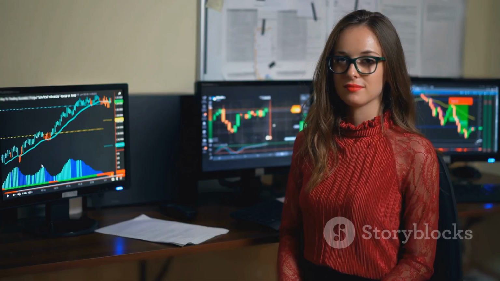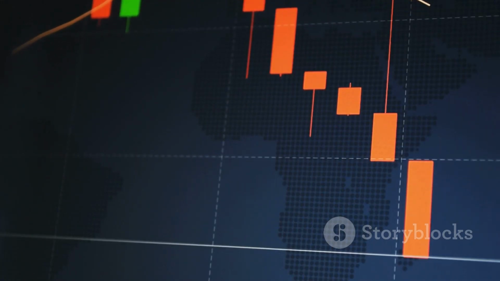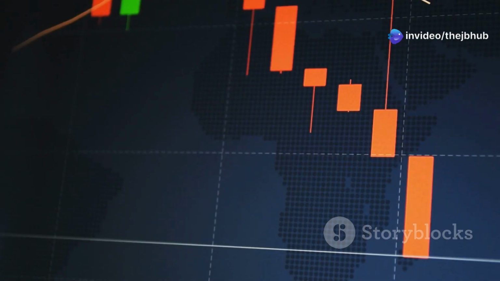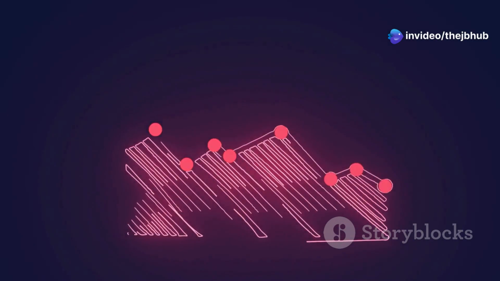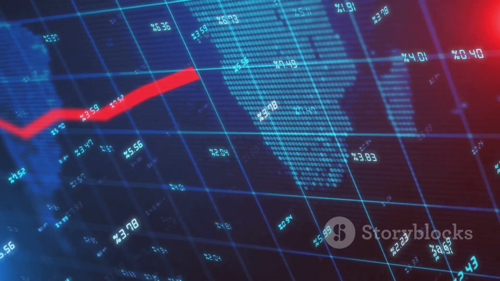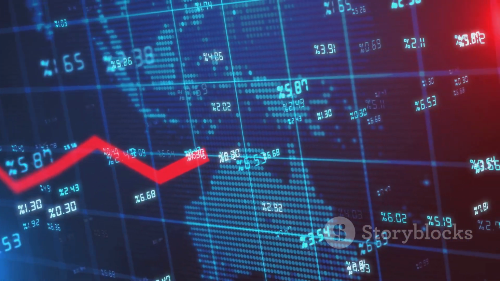For put options, the relationships are the opposite. Puts are in the money if the stock's market price is below the strike price of the option. Puts are at the money if the stock's market price is the same as the strike price of the option. And puts are out of the money if the stock's market price is above the strike price of the option.